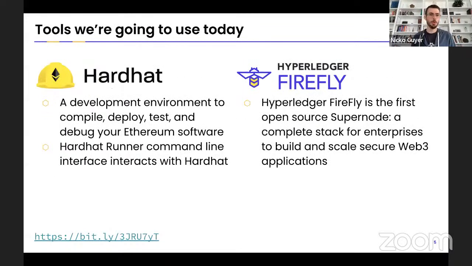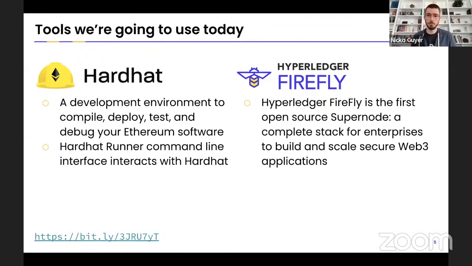Let's talk about what we're going to do in the workshop today. We're going to use some pretty cool tools. You may be familiar with Hardhat already. Hardhat is a pretty common tool for doing Ethereum development, testing, contract deployment, and that sort of stuff. So we're going to use Hardhat, and we're going to compile a custom smart contract. We're going to deploy it to a blockchain node running on our machines, and we're going to use that contract with FireFly. I'll have a slide on the end goal of the workshop in just a minute.